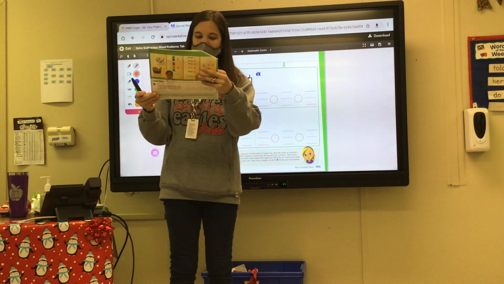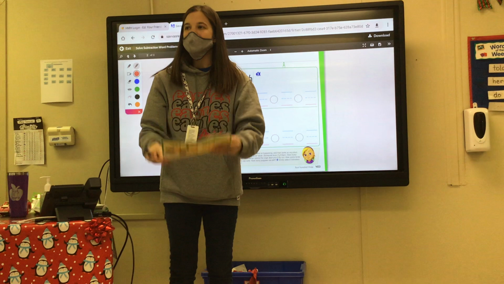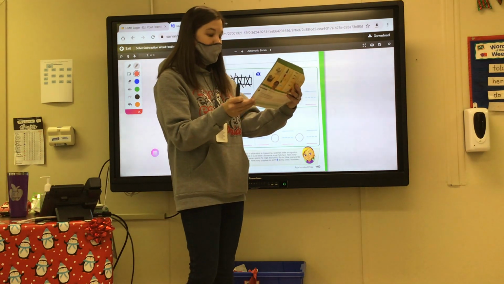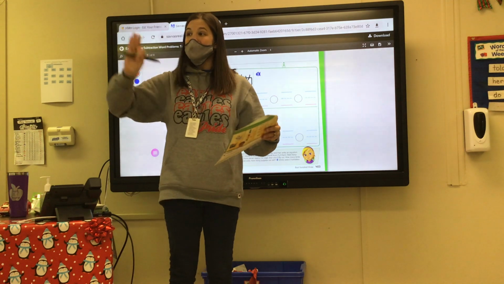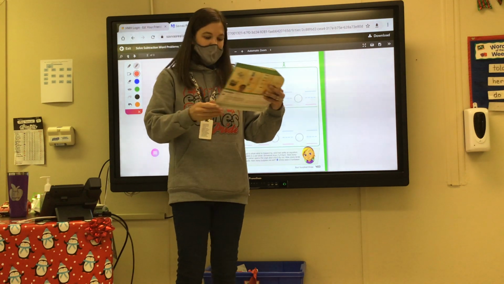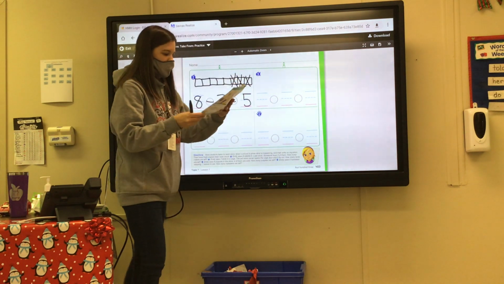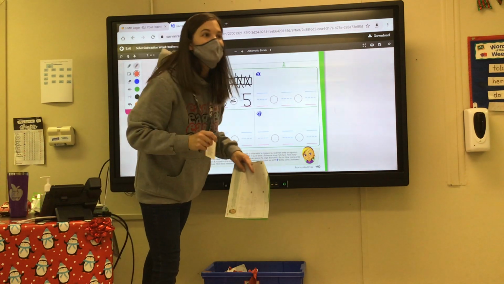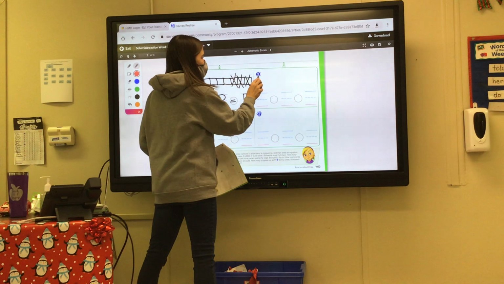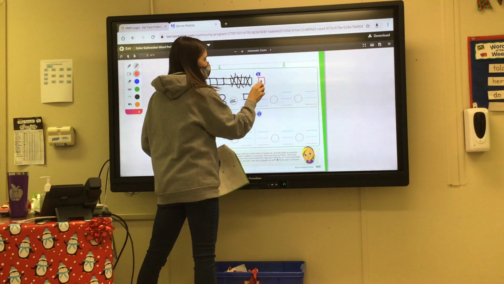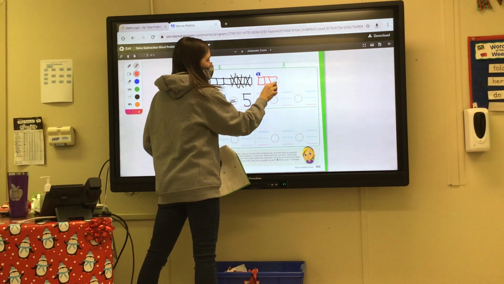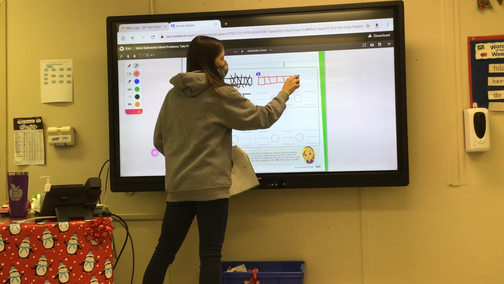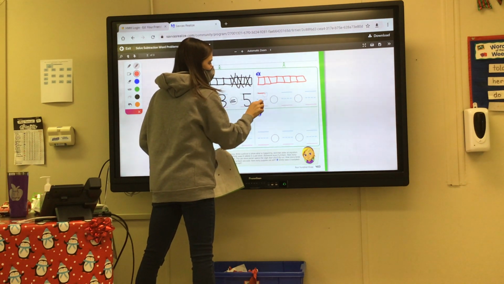Listen to the story. Emily sees 7 birds in a cage. The pet store owner opens the cage door and 3 fly out. How many birds are left? Okay, so how many birds did Emily see in the cage first? Ethan. 7. So we want to make 7 cubes. 1, 2, 3, 4, 5, 6, 7.